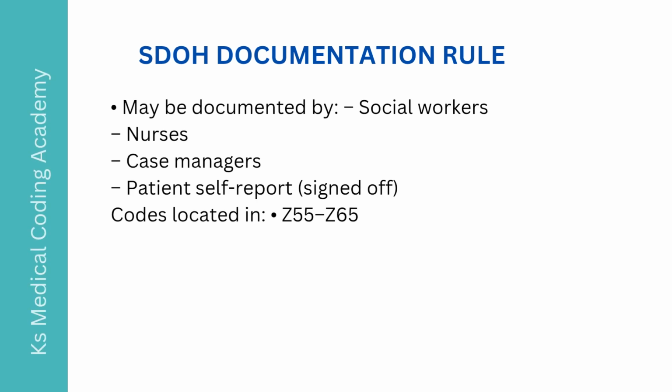SDOH overview. Social determinants of health describe non-medical factors that influence a patient's health. These include economic conditions, housing instability, education level, employment, and social environment. These factors may significantly impact patient outcomes.